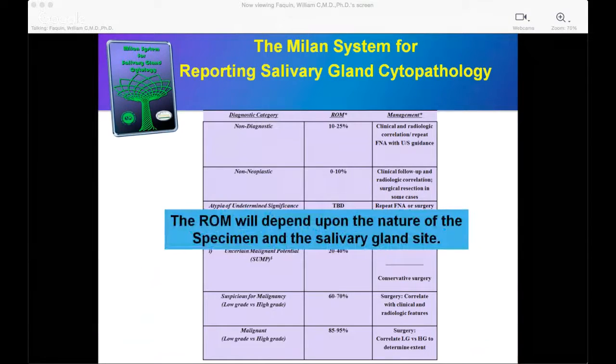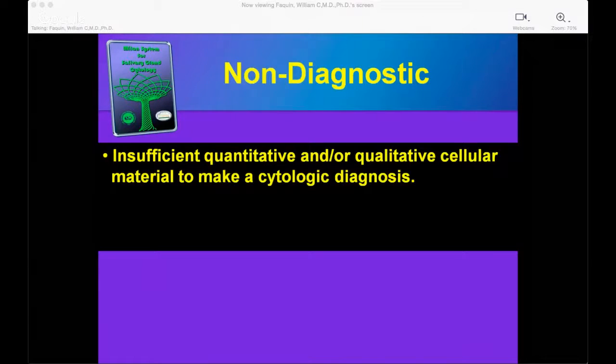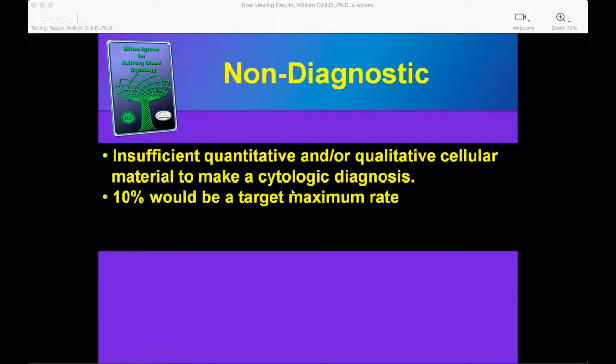So as I alluded to earlier in this talk, the risk of malignancy for some of these categories will depend upon the nature of the specimen and the salivary gland site. So if you're in the parotid gland versus submandibular versus palate, the risk of malignancy could vary somewhat. So let me take you through each of these diagnostic categories and tell you a little bit about them. Let's start with the non-diagnostic category. In this category, we're dealing with FNAs where there's an insufficient quantitative and or qualitative cellular material present to make a cytologic diagnosis.